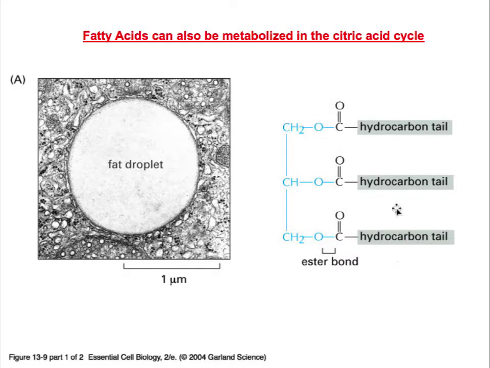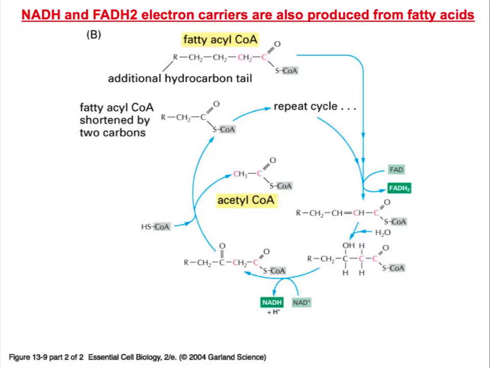So this is not a phospholipid, because a phospholipid would have 2 carbon tails, and then the 3rd carbon would be attached to a phosphate. In this case, all 3 carbons are attached to fatty acids, and that gives us our triacyl glyceride, the most common way in which fats are stored as droplets inside cells. So fats are the second most favorite molecule of energy after carbohydrates.